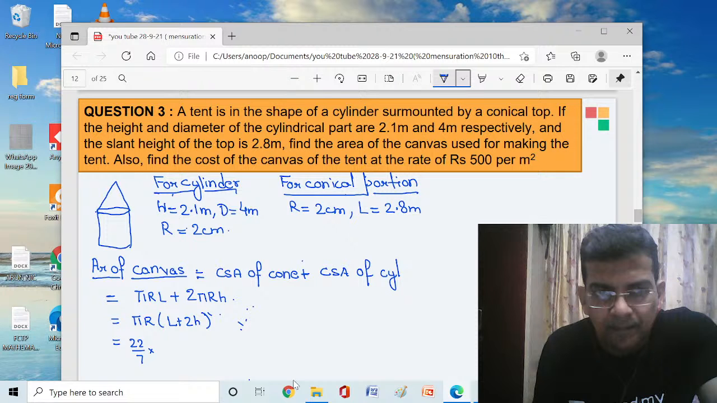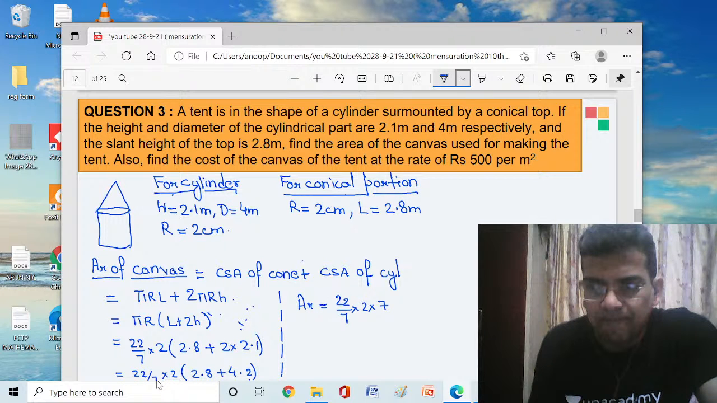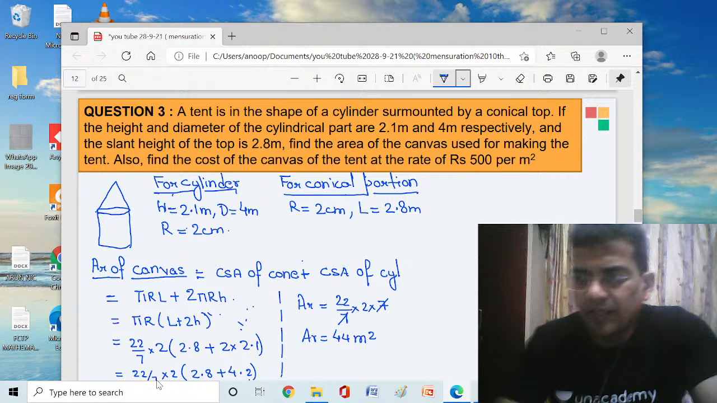The slant height is 2.8 plus 2 into h. h is 2.1. This is 2.8 plus 4.2. So this will give you, so area is equal to 44 meters square. So here we have calculated the area of the canvas that will be required. Just see and go through the calculation.